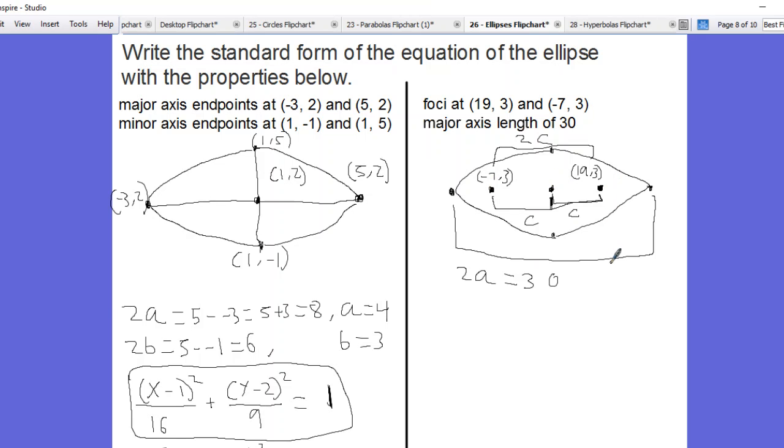So 2a is equal to 30, and 19 minus negative 7 is equal to 26. So 26 is equal to 2c. So 2a equals 30, a is equal to 15, and if 2c is equal to 26, c is equal to 13.